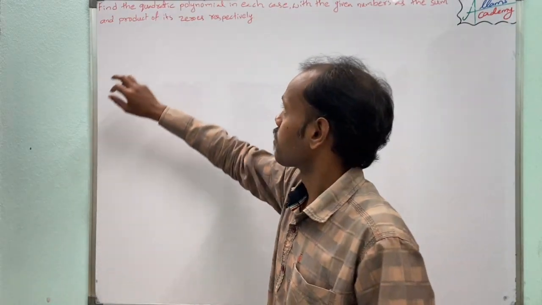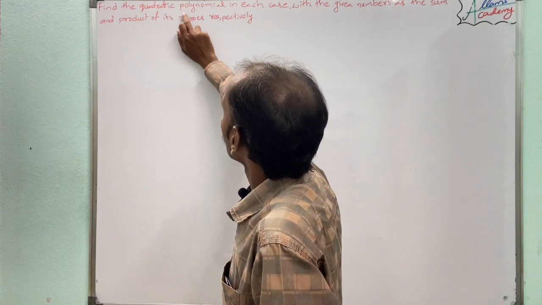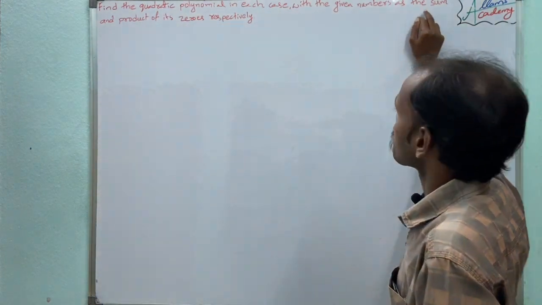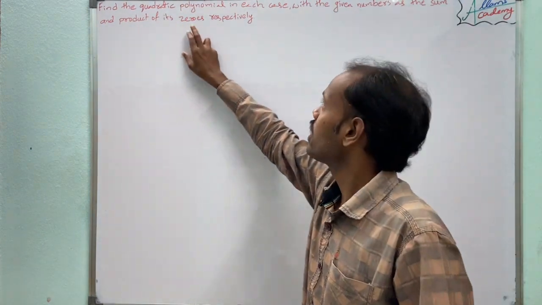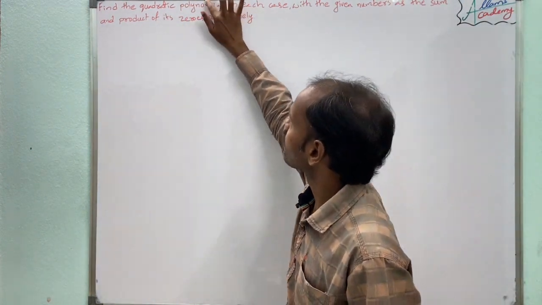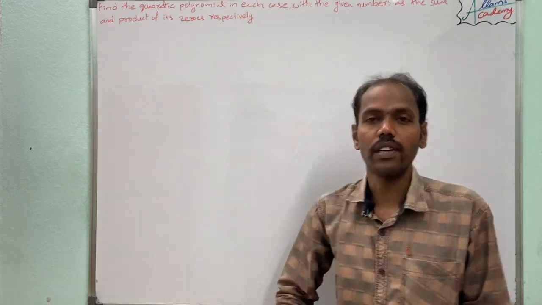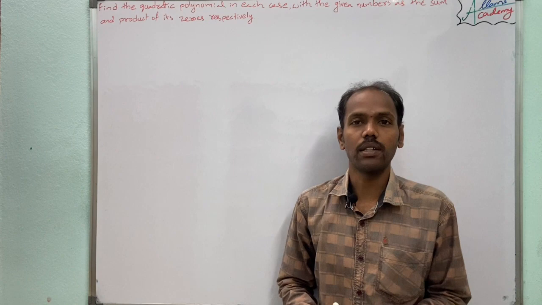Now here the given problem is: find the quadratic polynomial in each case with the given numbers as the sum and product of its zeros respectively. So here the sum of the zeros and the product of the zeros are given, and we have to find the quadratic polynomial.